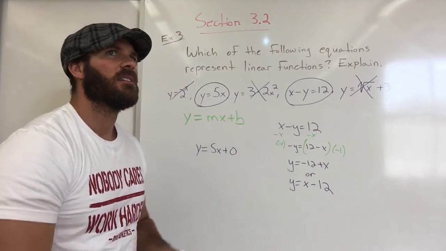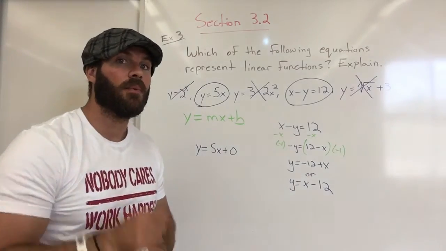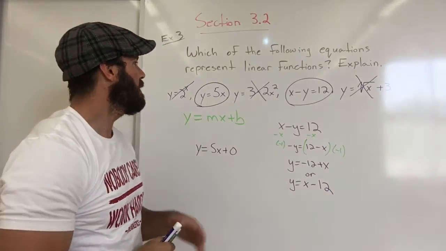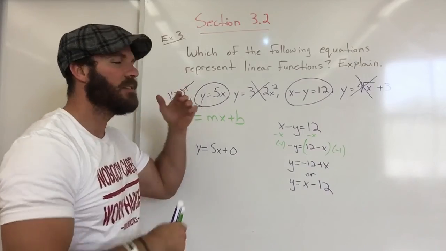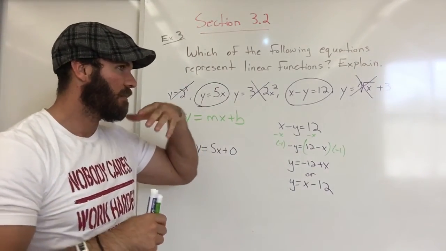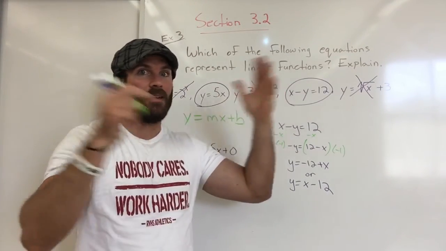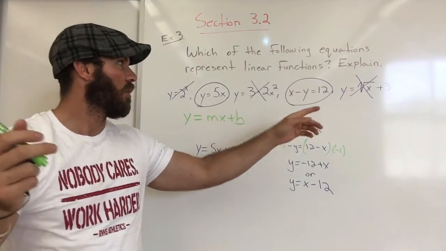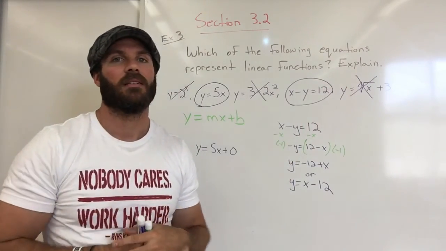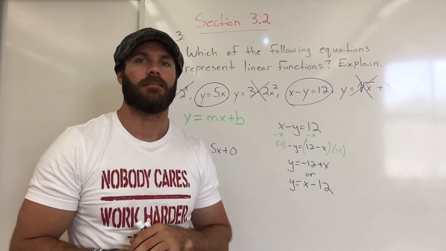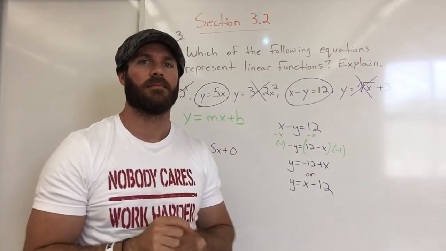And a few things that you can memorize or just remember. Basically, if you have x to any power, or if you have a square root of x, they're never going to be straight lines. It's going to warp your graph.